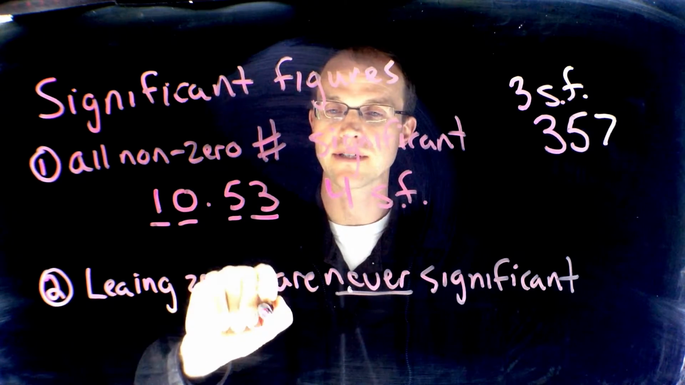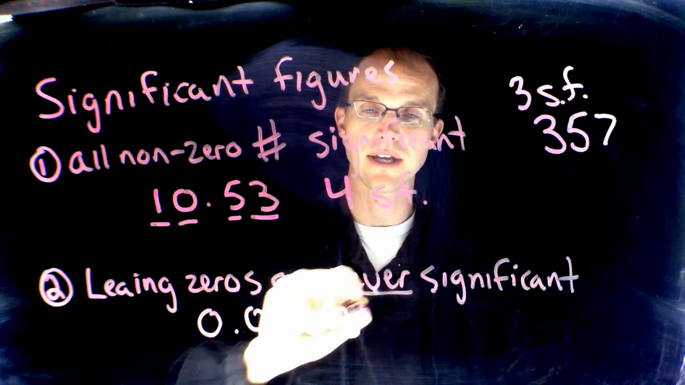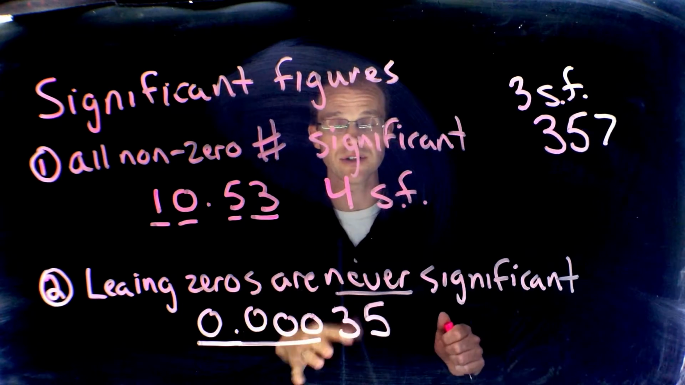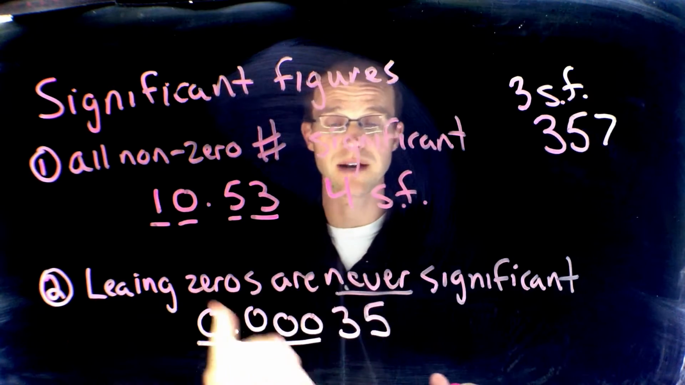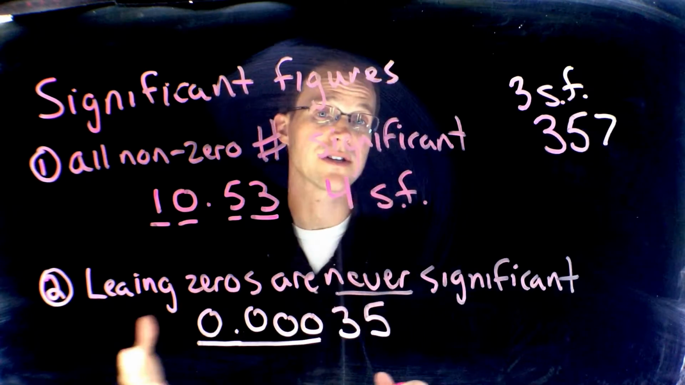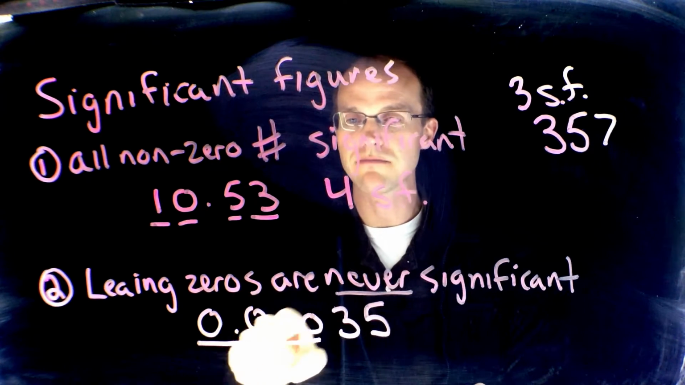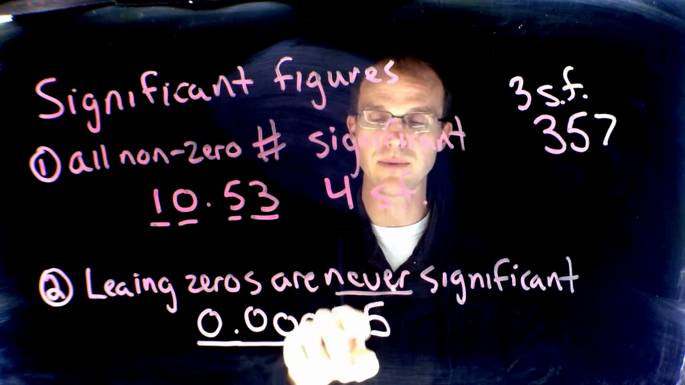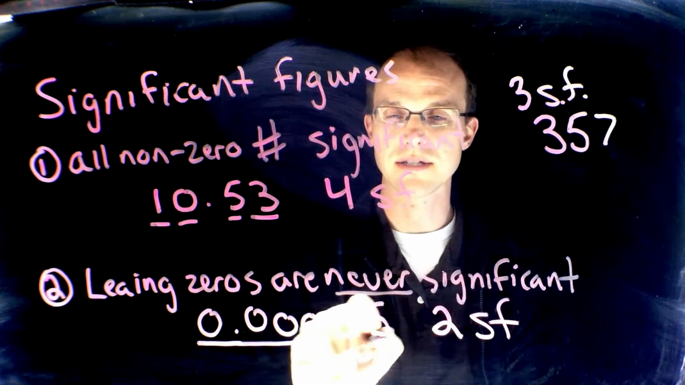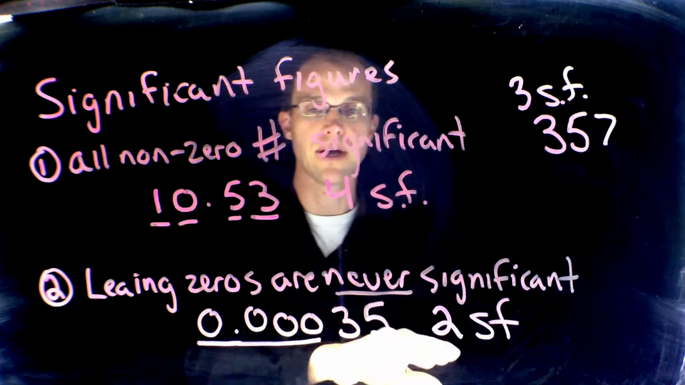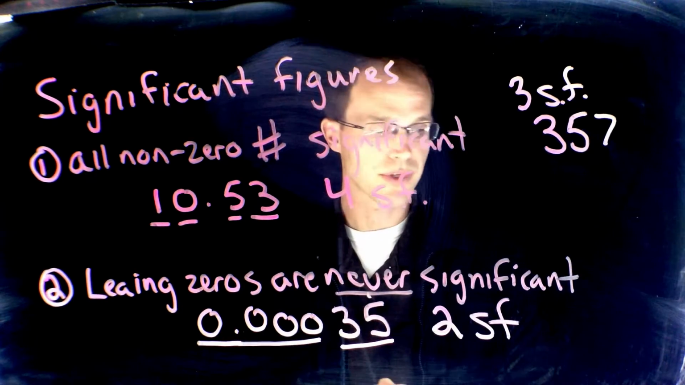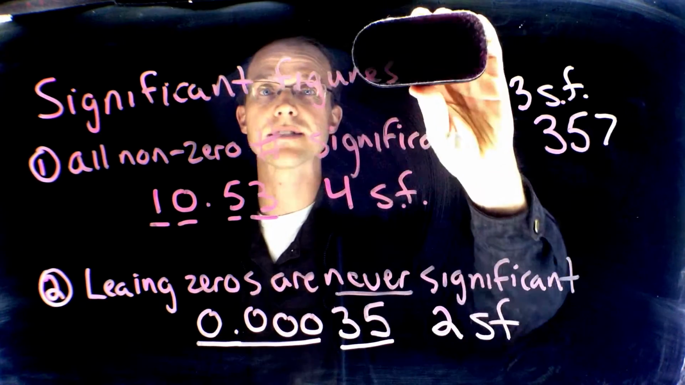So 0.00035, those leading zeros that we have there, all they're meant to do is tell us about how small or how big the number 35 is. So we've got this number 35 down here, and these zeros just tell us, oh, it's a very small 35. No one actually measured those zeros. They measured this 3 way down here. And so we say this one has 2 significant figures, because these non-zero numbers are significant, but these zeros are not significant. Now, rule number 3 we're going to have to do by erasing here.